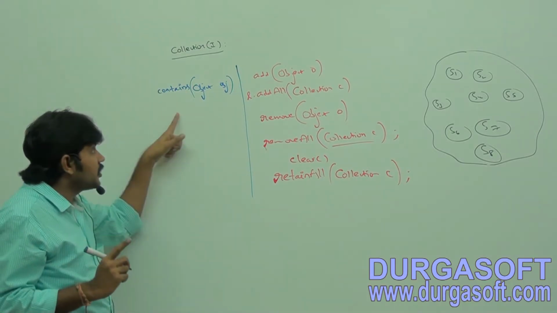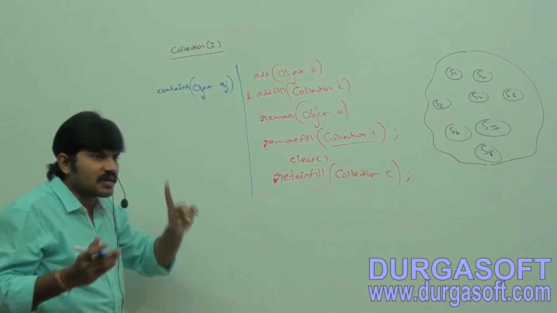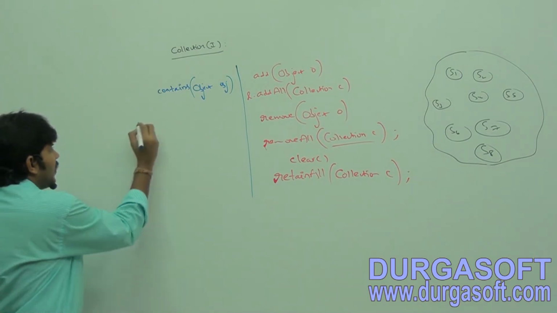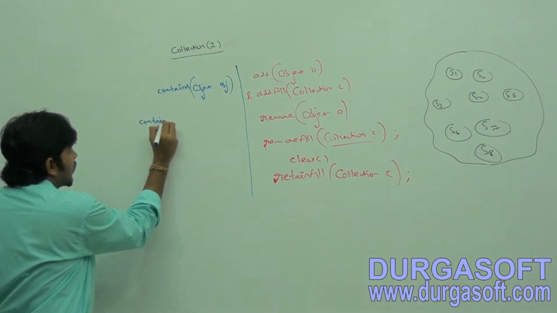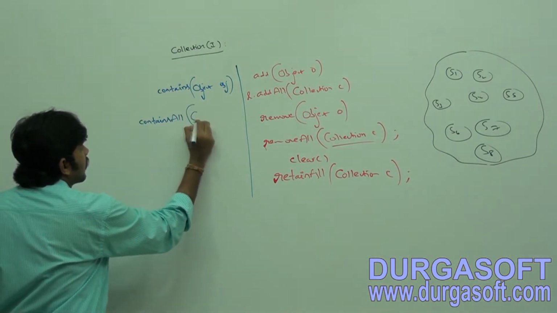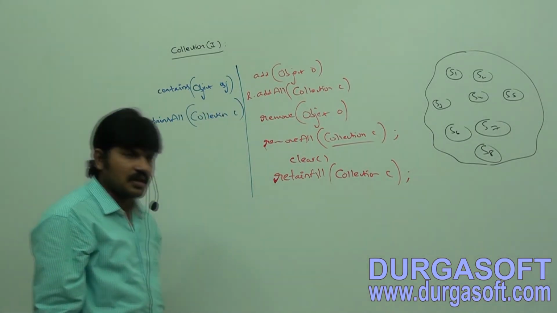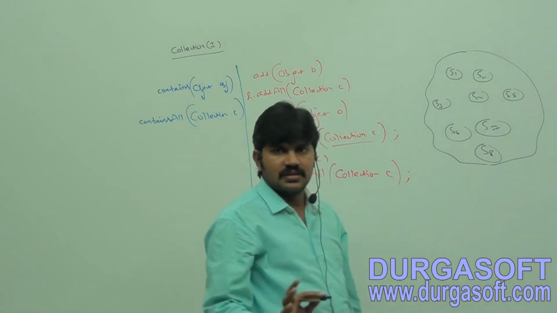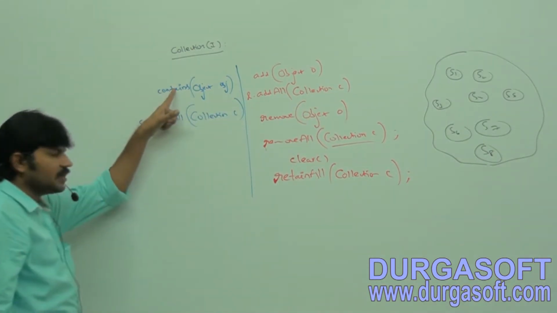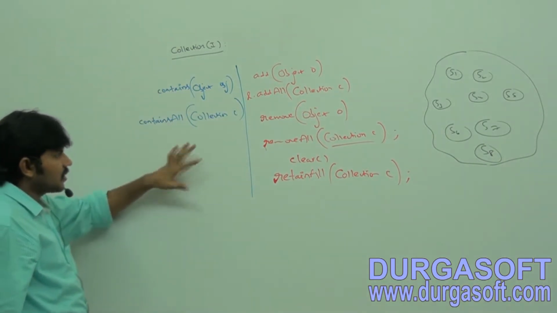Sir, can you please check whether a group of objects are available or not? What is the method? Contains all. Contains all of collection C.